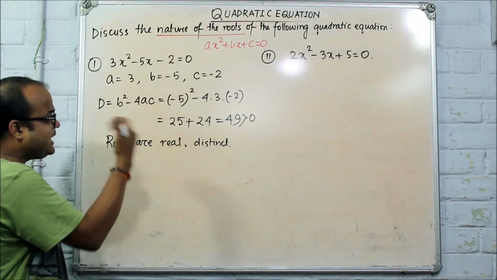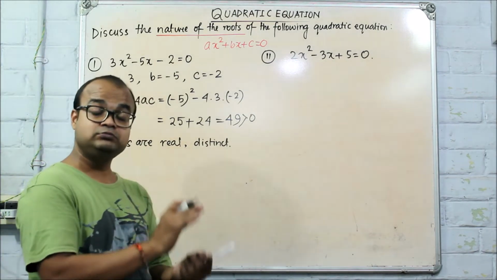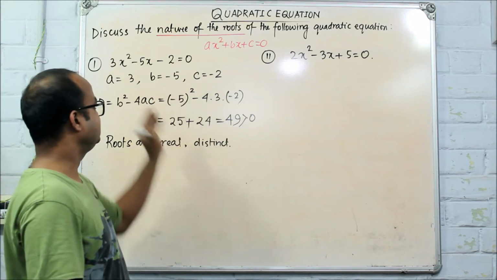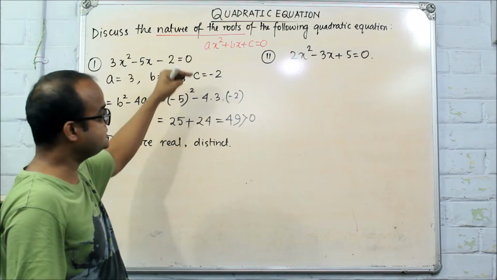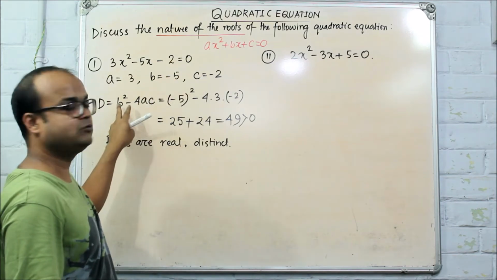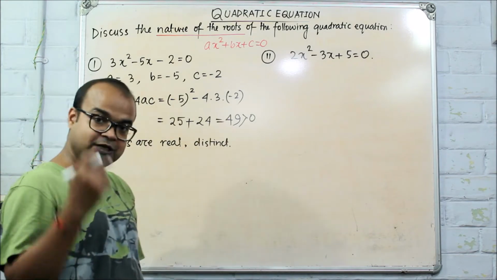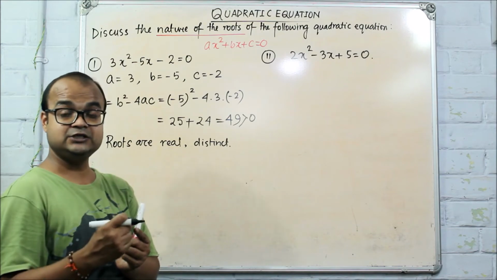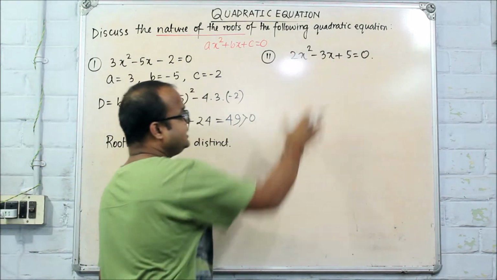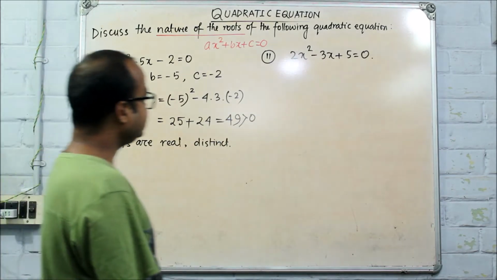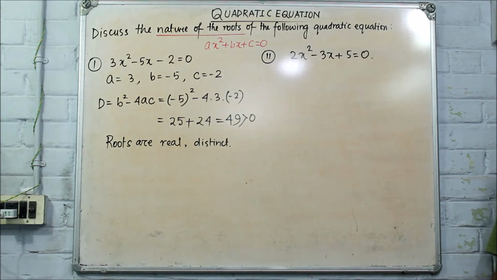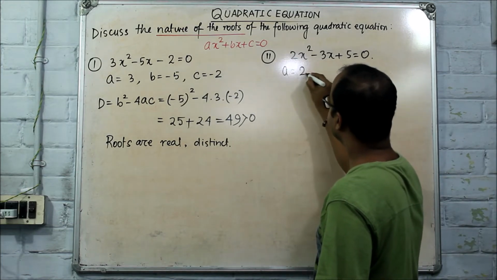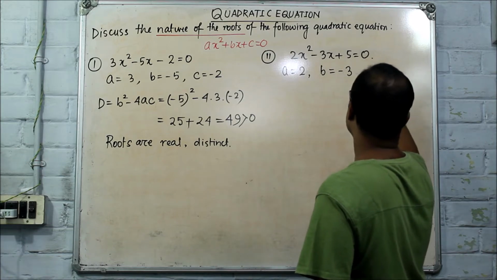Clear? The question might also be given like this: find the discriminant of the equation and hence state the nature of the root. So in both cases your solution will be like this. You need to compare with the standard quadratic equation, then find d using the formula b square minus 4ac, and then calculate and find out whether the value of d is greater than 0, less than 0 or equal to 0. Same way, if you discuss this problem, 2x square minus 3x plus 5 is equal to 0. Here if you compare these two equations, a is equal to 2, b is equal to minus 3 and c is equal to 5.